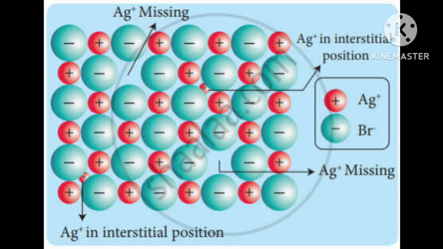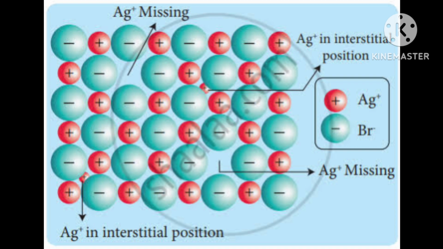Here you see the difference. In Frenkel, there was a larger difference in size between cation and anion. But here both should be almost equal. Ionic substances in which the cation and anions are of almost similar sizes, there this defect will be shown. I am telling examples because questions are also asked. So many theoretical questions are asked from this chapter, numericals plus theoretical questions also.